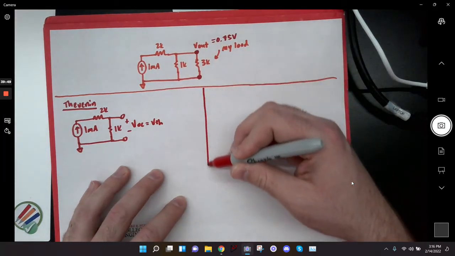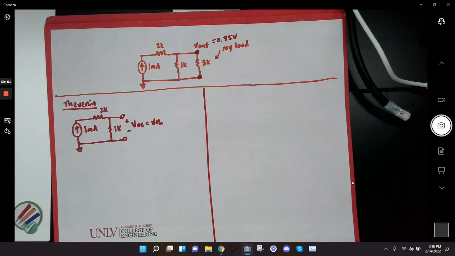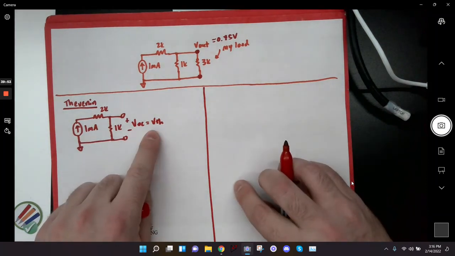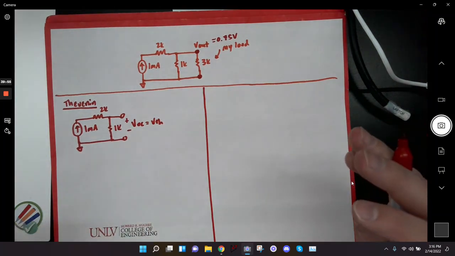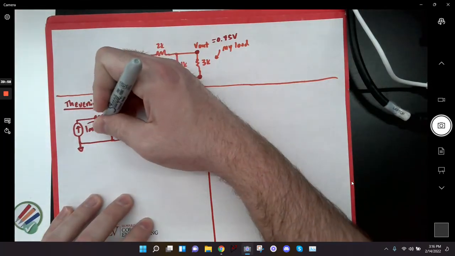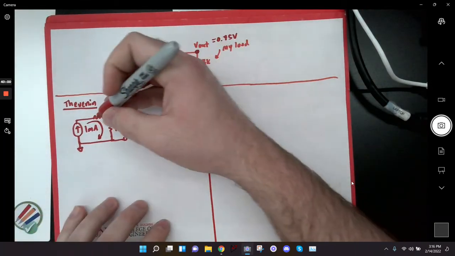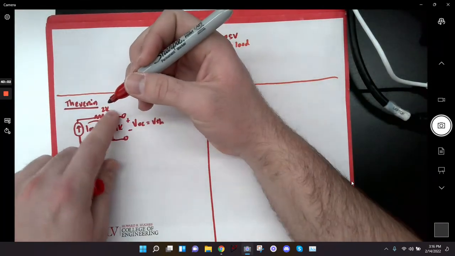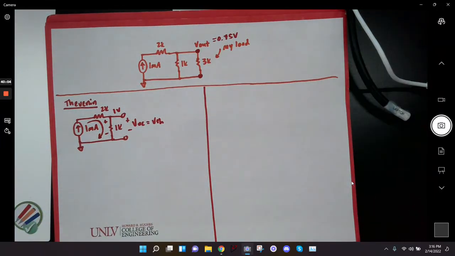I'm also going to split these so that I can do Norton on the other side. So whatever that voltage is, that's my Thevenin voltage, right? Okay, so I have 1 milliamp flowing in this loop, and would everyone just agree that 1 milliamp times 1K gives me 1 volt right here? So that's my open circuit voltage. That's my Thevenin voltage. Good?